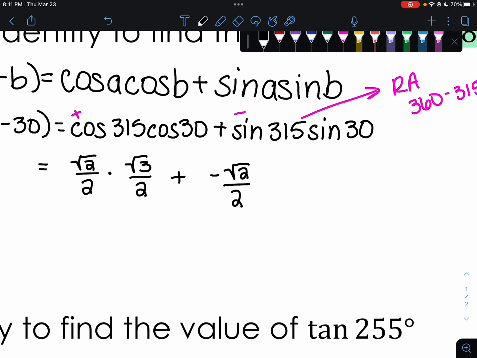Lastly, I do sine of 30. So my ring finger goes back down. Sine is on bottom, so I'm multiplying it by 1/2. Now I work on multiplying.